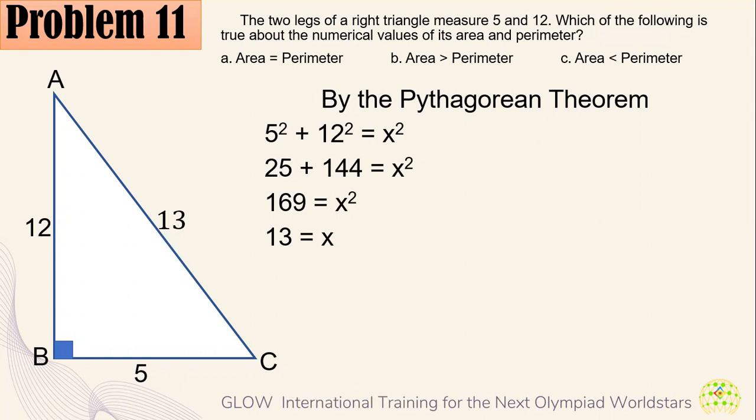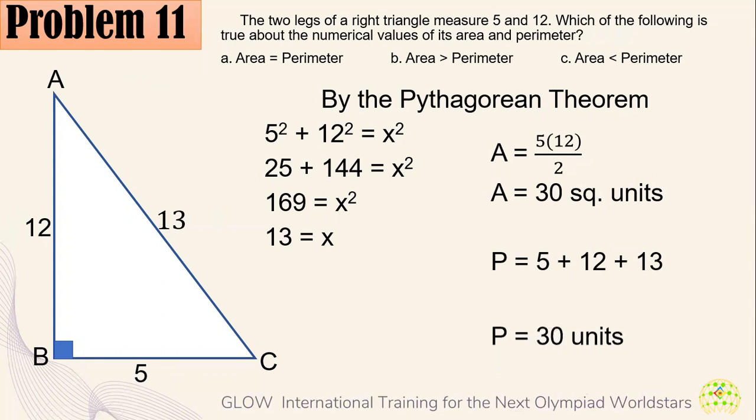Now, since we were able to compute for the remaining side, we can now identify the area and the perimeter. But for the meantime, for the area, it's base times height divided by 2. So we have 5 times 12 divided by 2. That's 60 divided by 2, or 30 square units for this case. And to get the perimeter, remember, perimeter is simply the sum of all the sides of a polygon. So getting the sum of 5, 12, and 13, you could also see that it's 30 units.